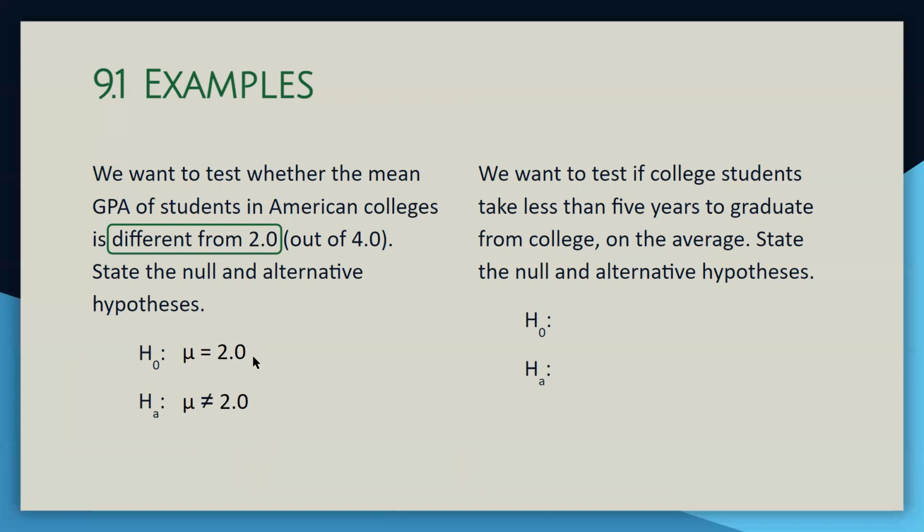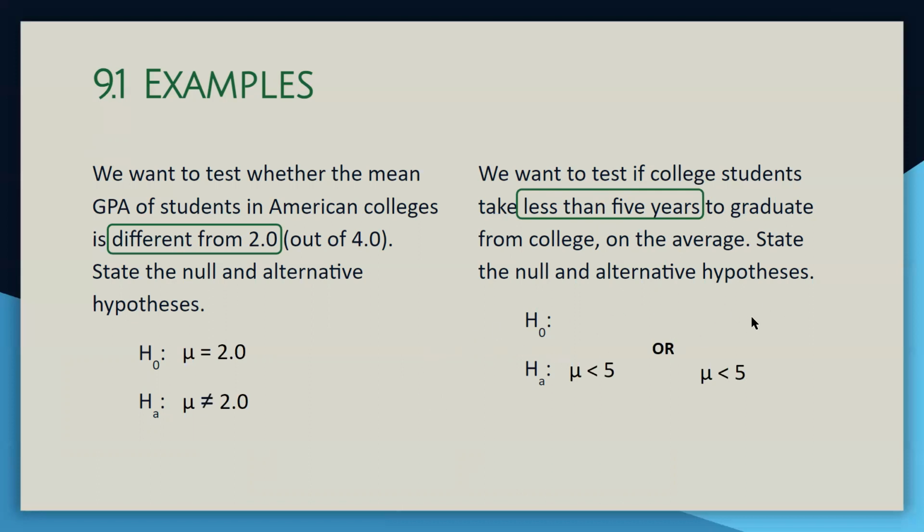Let's do that same process really quick with the next example. It says we want to test if college students take less than 5 years to graduate from college on the average. State the null and alternative hypotheses. The first relational statement that pops out to me is the less than 5 years. Less than does not have an equality part to it. That's an alternative hypothesis statement. So I know my alternative should be the mean is less than 5.